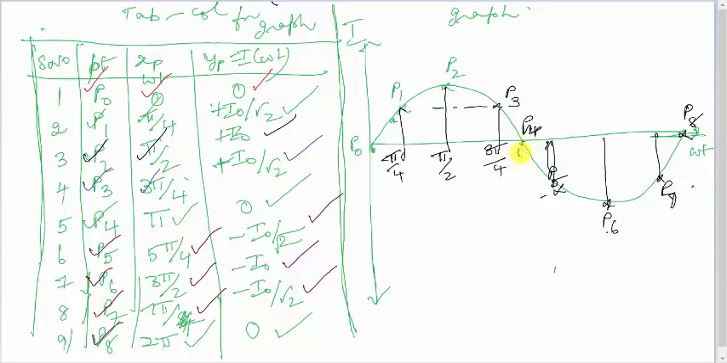This will be pi. This particular point will be pi plus pi by 4, which is 5 pi by 4. 6 pi by 4 will be 3 pi by 2. This particular point will be 7 pi by 4. This point will be 2 pi.